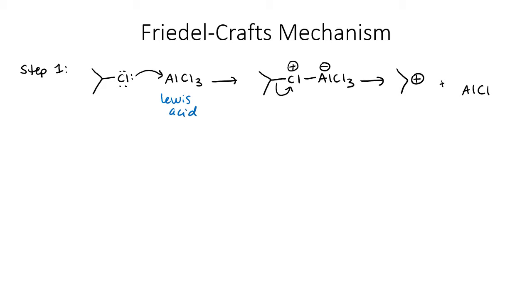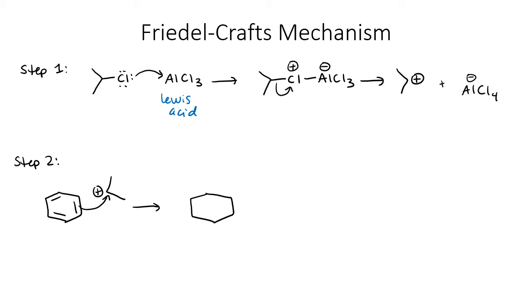Plus our Lewis acid, which still has one additional chlorine and a negative charge on the aluminum. So once we form our carbocation, now the benzene ring can react with it. It will attack the carbon with the positive charge. We form our arenium ion, which we know can participate in resonance. And again, I'm not going to draw all the resonance structures.